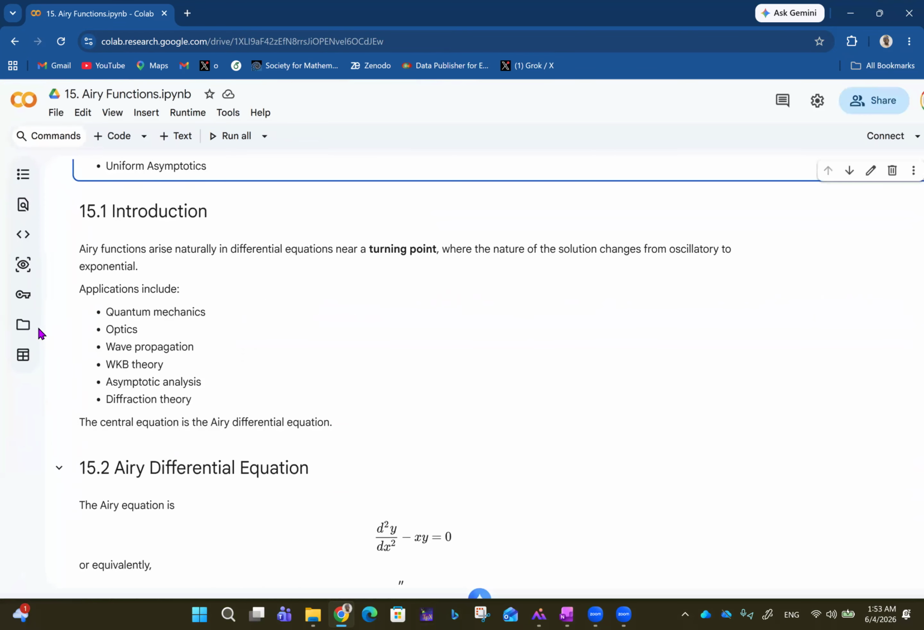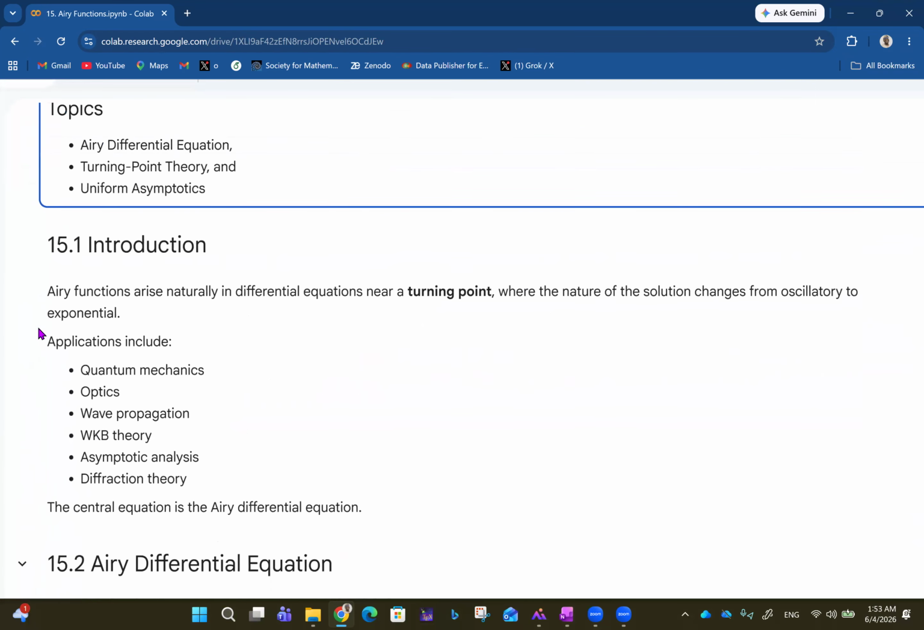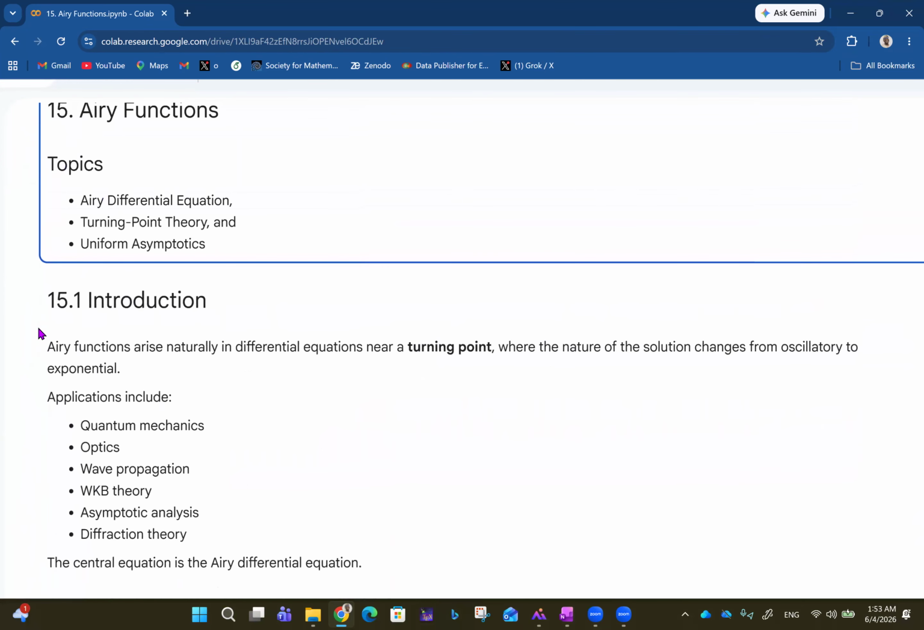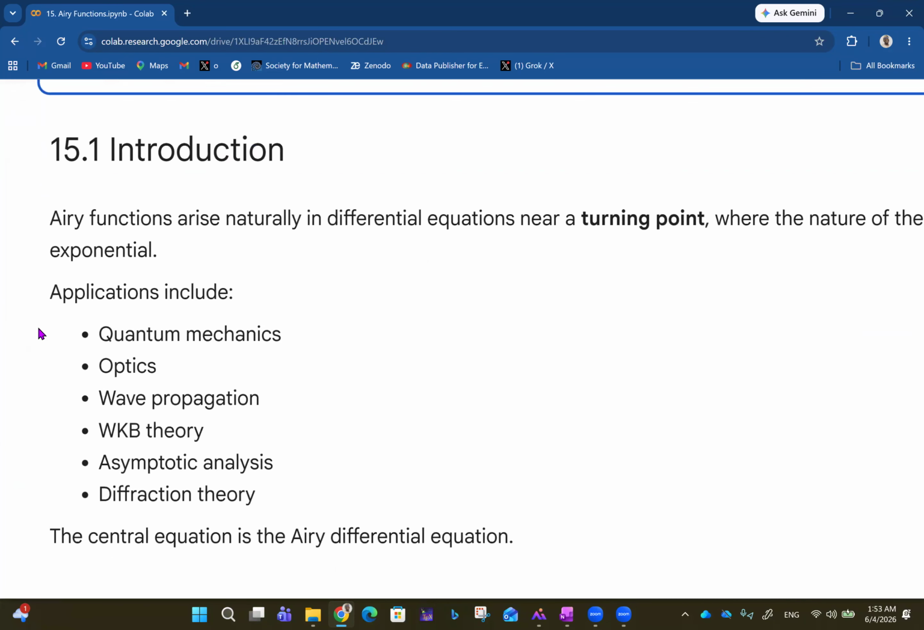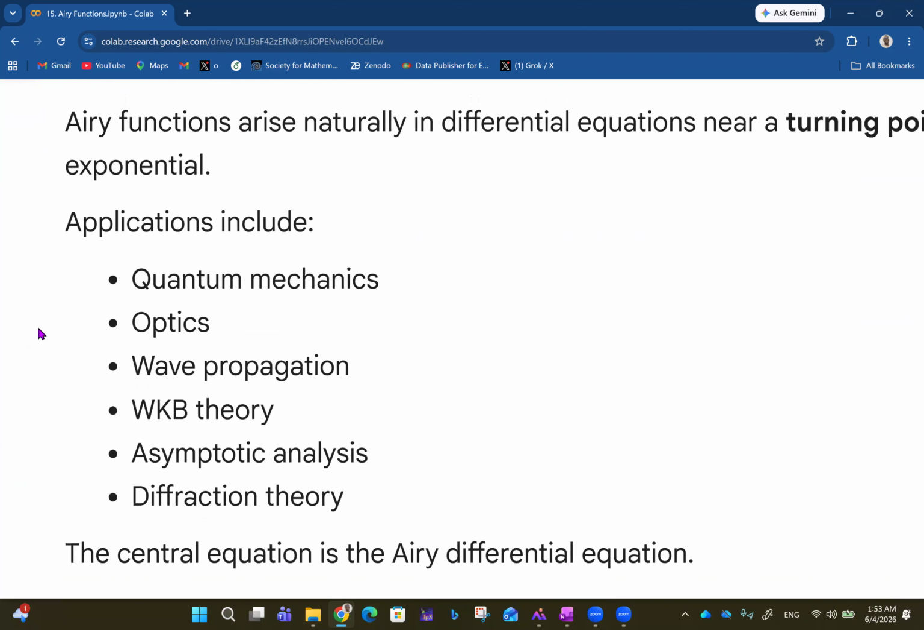Airy functions arise naturally in differential equations near a turning point, where the nature of the solution changes from oscillatory to exponential. We saw something close to this when we were looking at asymptotic methods in the other video. So you see how you can have a change of form from oscillatory to exponential behavior. Applications can be found in quantum mechanics, optics, wave propagation, WKB theory, asymptotic analysis, and diffraction theory.